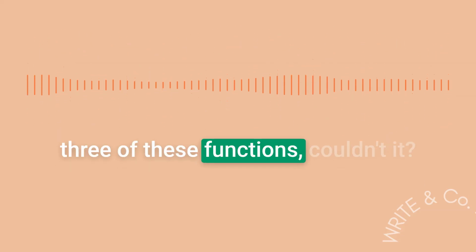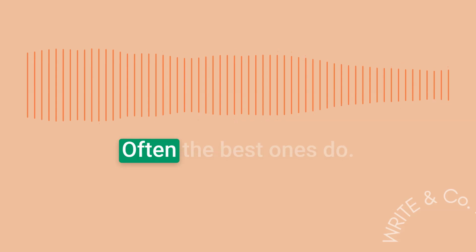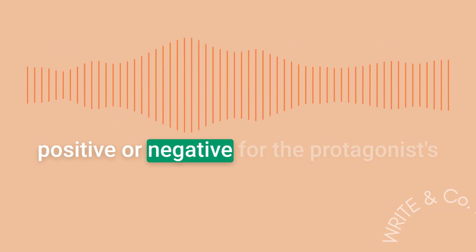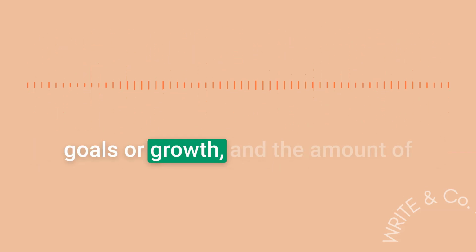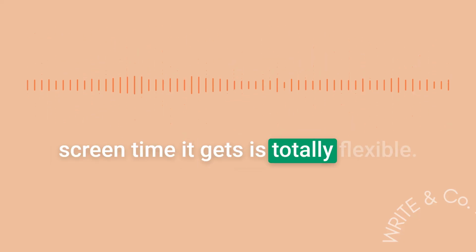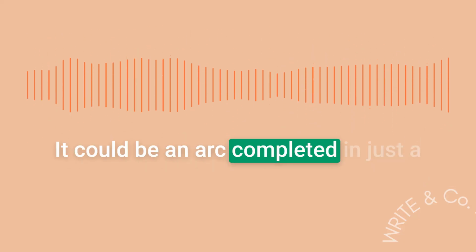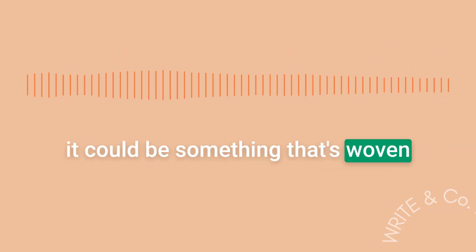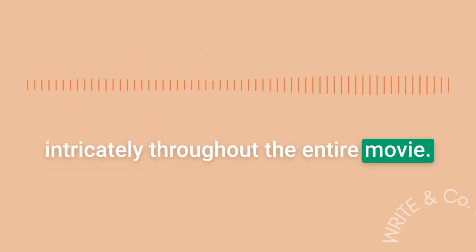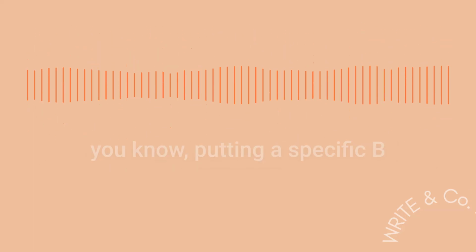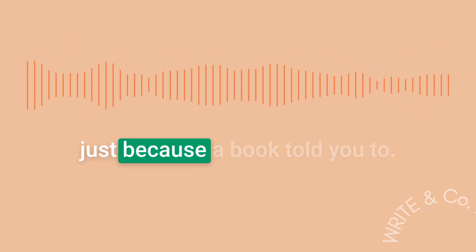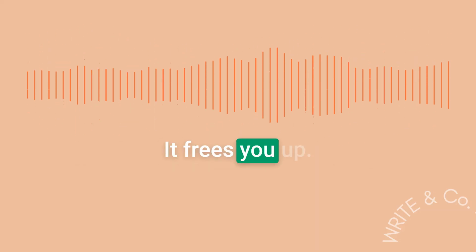What's really great about thinking of it this way is that a single subplot could actually weave through all 3 of these functions, couldn't it? Oh, absolutely. Yeah. Often the best ones do. And the impact it has could be positive or negative for the protagonist's goals or growth. And the amount of screen time it gets is totally flexible. It could be an arc completed in just a couple of really dynamic scenes, or it could be something that's woven intricately throughout the entire movie. Precisely. You don't have to stress about putting a specific B story beat exactly at minute 25 just because a book told you to. Right. It frees you up. It really should.